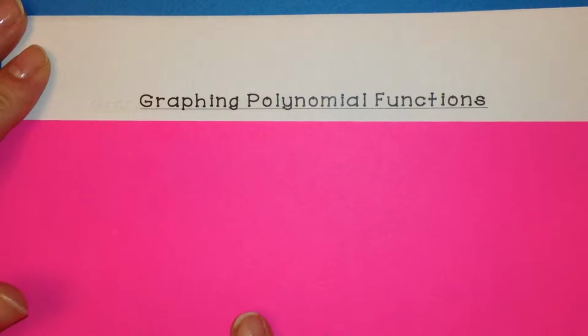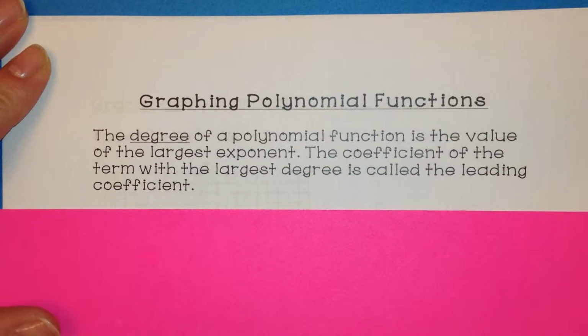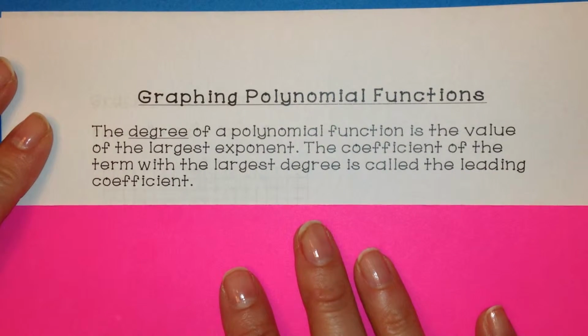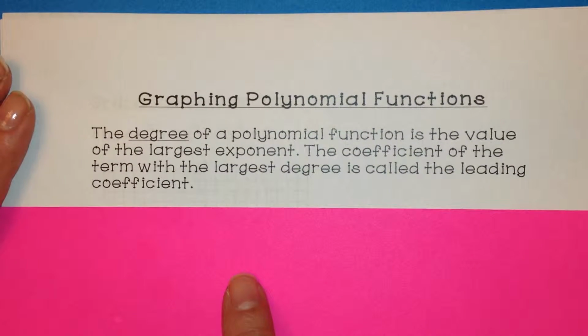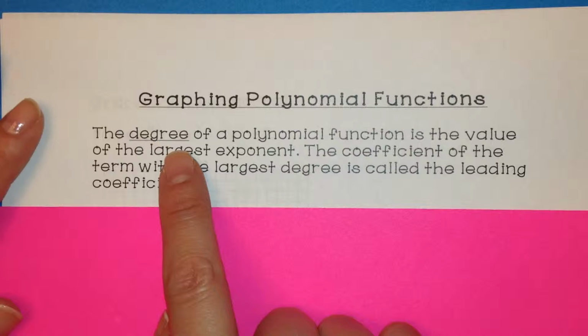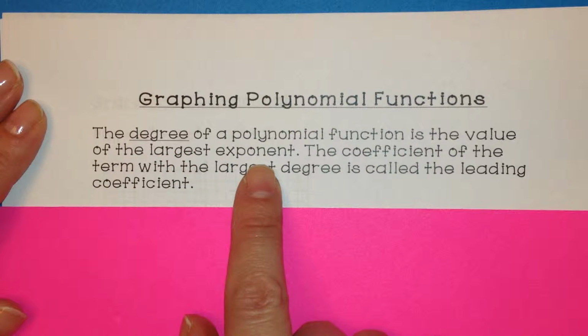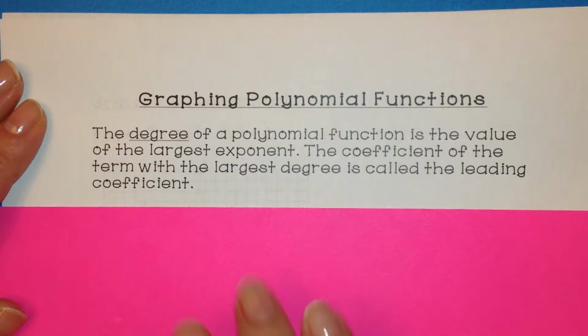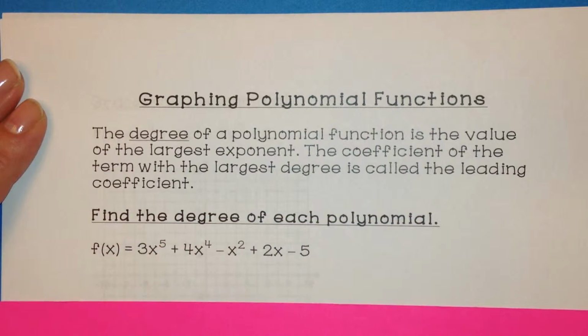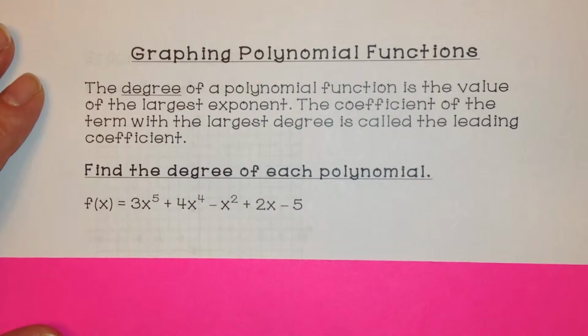This video is on graphing polynomial functions. Before we graph, we're just going to look at some different ideas about polynomials. The degree of a polynomial function is the value of the largest exponent. The coefficient of the term with the largest degree is called the leading coefficient. So we're just going to look at a polynomial function so that you can understand what this means.